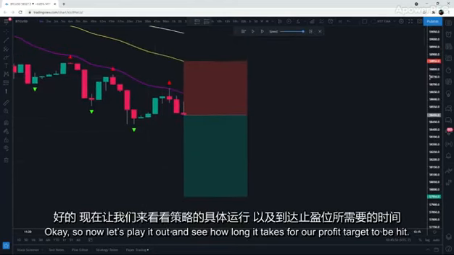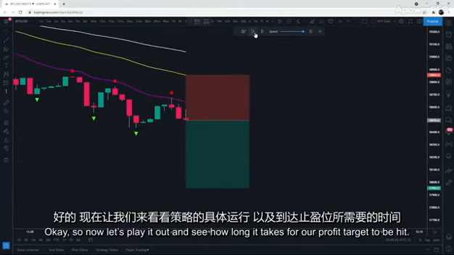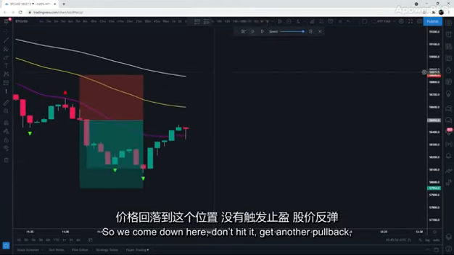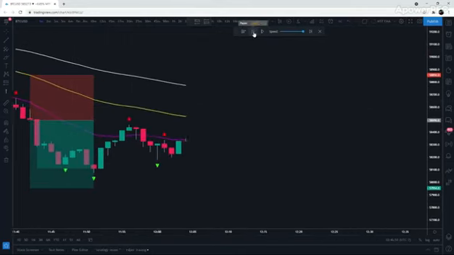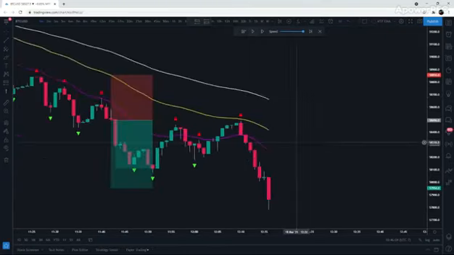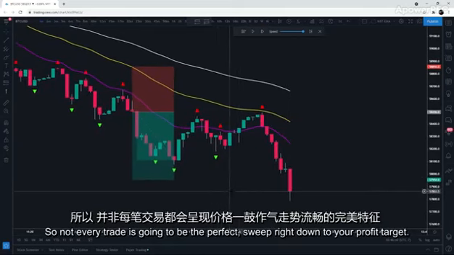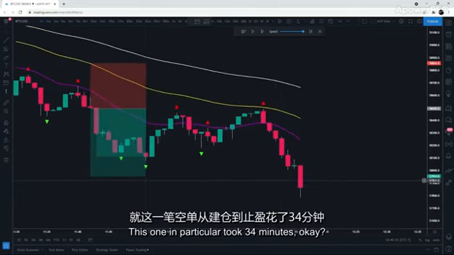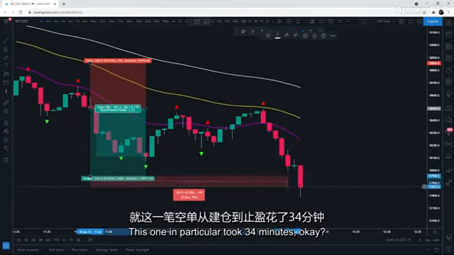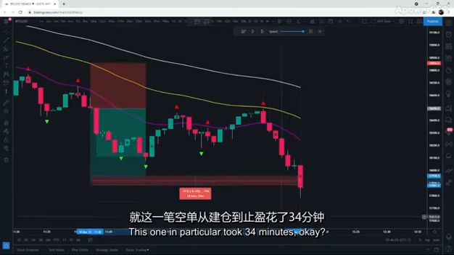Okay? So now let's play it out and see how long it takes for our profit target to be hit. So we come down here, don't hit it, get another pullback, and then we have to wait all the way until over here before our profit target is actually hit. So not every trade is going to be the perfect sweep right down to your profit target. This one in particular took 34 minutes, okay?